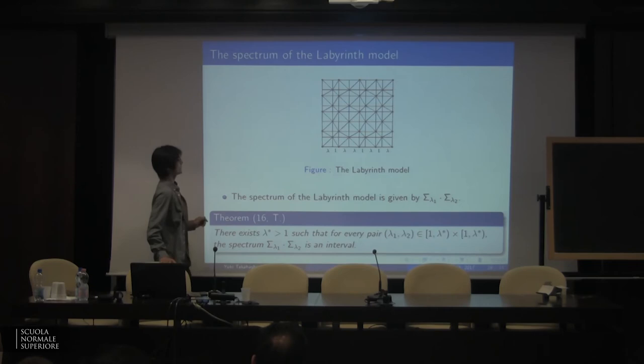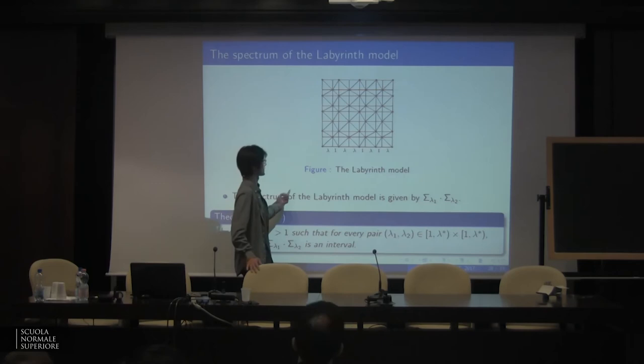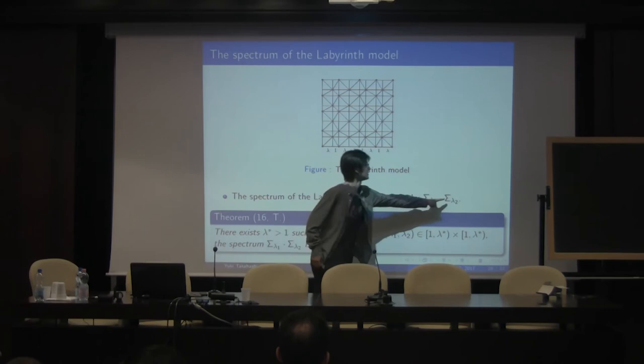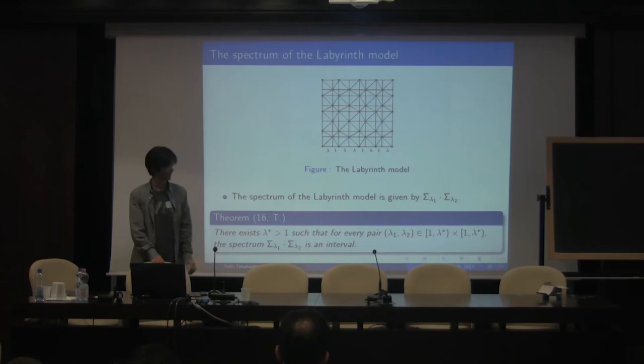And what I got is that you can say something similar for the labyrinth model. Let me remind you that the spectrum of this model is given by the product of two spectra, so the product of two Cantor sets. So this just says that if these two coupling constants, if these two values are very close to one, then the spectrum is again an interval. So the analog of this result holds.